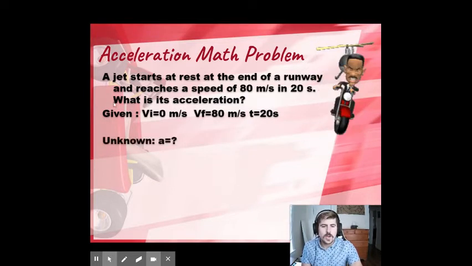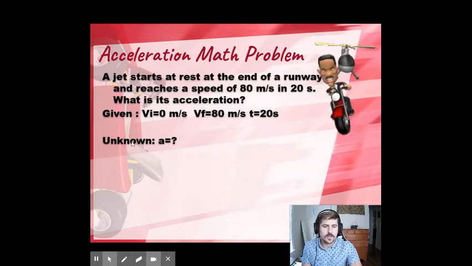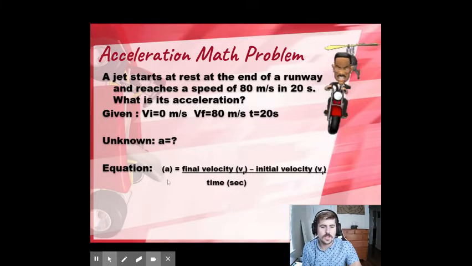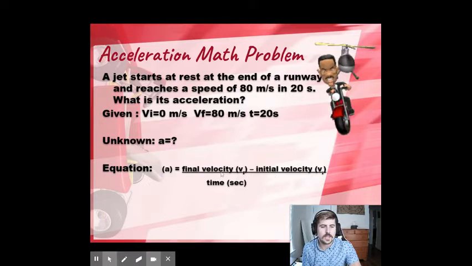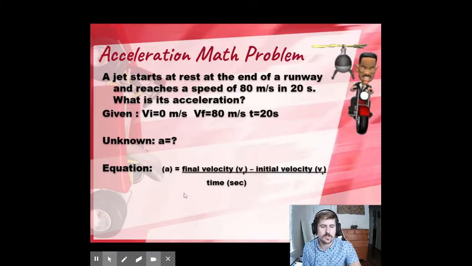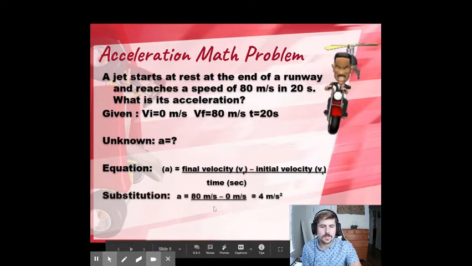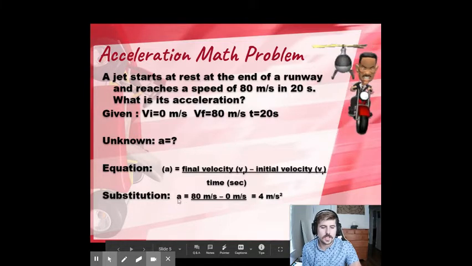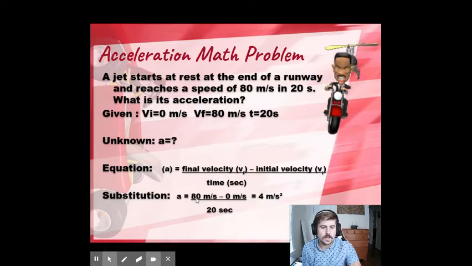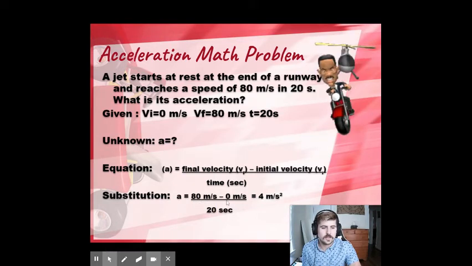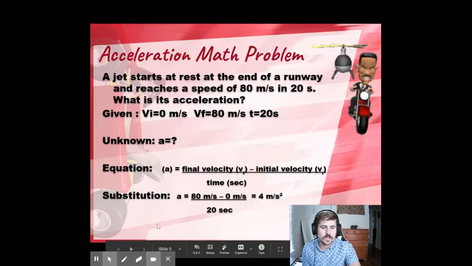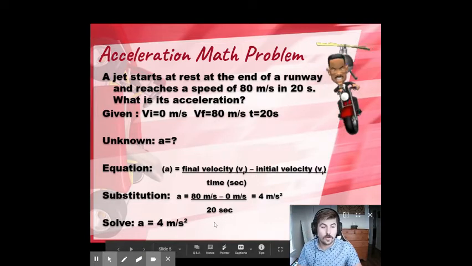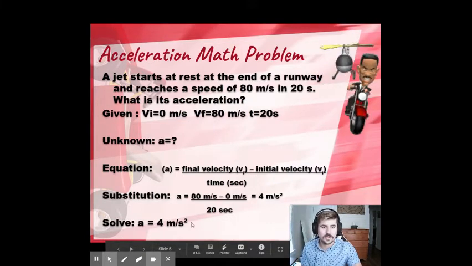Next, we've got to figure out what the unknown is. It's asking what is its acceleration, so our unknown is acceleration. After that, we're going to plug it into the equation. So acceleration is change in velocity, so final velocity minus initial velocity over time. And then we're going to substitute what we're given and what we don't know into the equation. We don't know what acceleration is, but we do know that the final velocity is 80, the initial velocity is 0, and the time is 20. So when we solve all that out, it's going to give us an answer of 4 meters per second squared for acceleration.